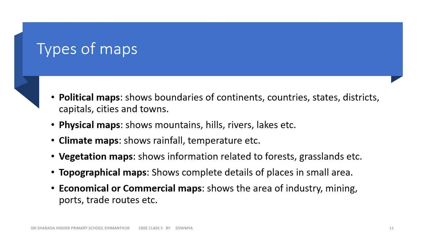Topographical maps show complete details of places in a small area. Economical or commercial maps show the area of industry, mining, ports, trade routes, etc.